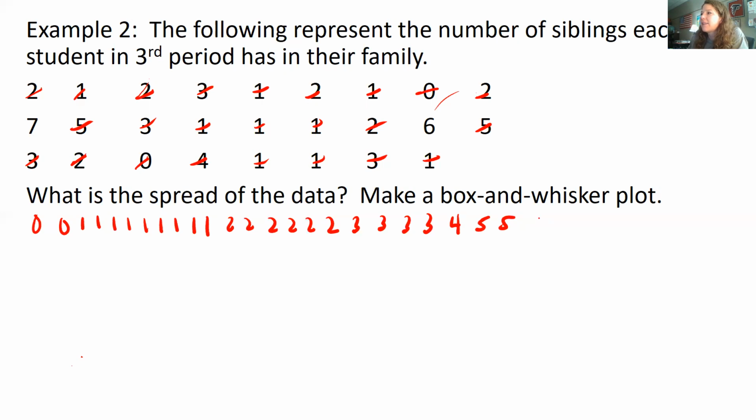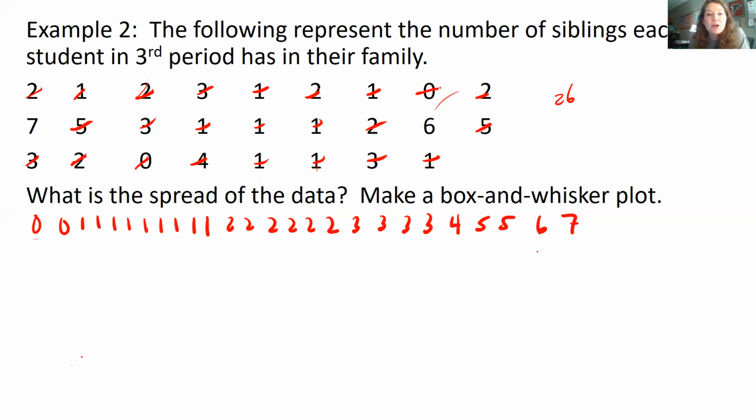I see a 6 and a 7. All right, so since we copied down numbers, we always count how many we have and how many we started with. So we have 3, 6, 9, 12, 15, 18, 21, 24, 25, 26. I have 1, 2, 3, 4, 5, 6, 7, 8, 9, 10, 11, 12, 13, 14, 15, 16, 17, 18, 19, 20, 21, 22, 23, 24, 25, 26. Good, so we have the right number.